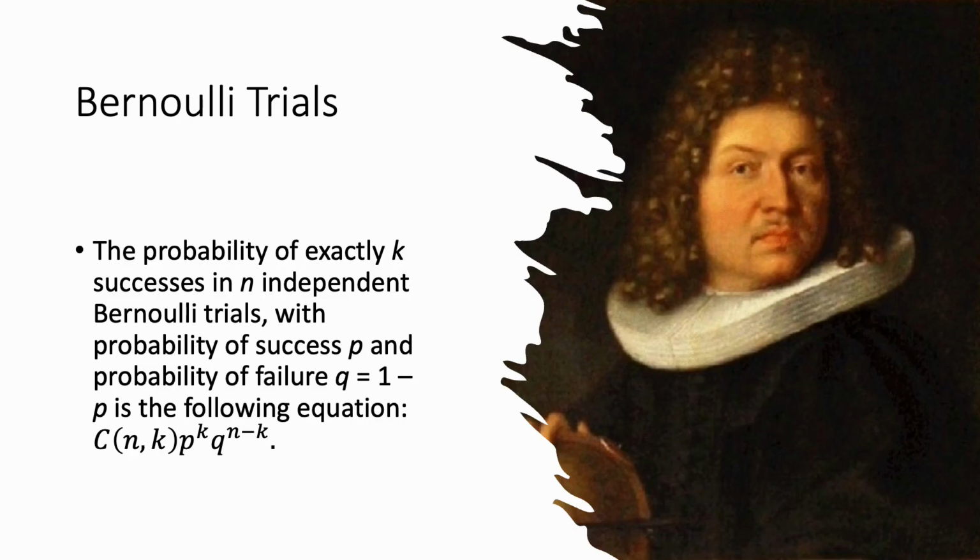An experiment that can only have 2 outcomes for each performance of the experiment is called a Bernoulli trial, after mathematician James Bernoulli. In general, a possible outcome of a Bernoulli trial is called a success or a failure. If P is the probability of a success and Q is the probability of a failure, it follows that P plus Q equals 1.